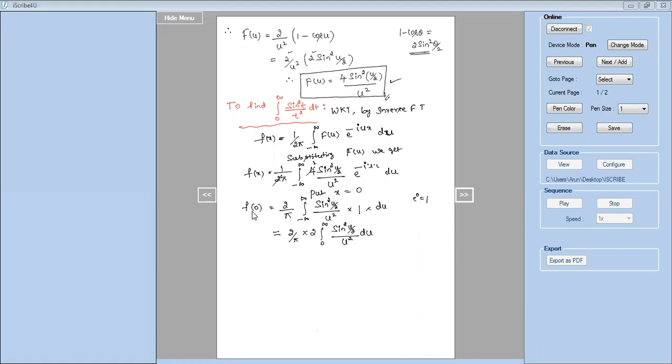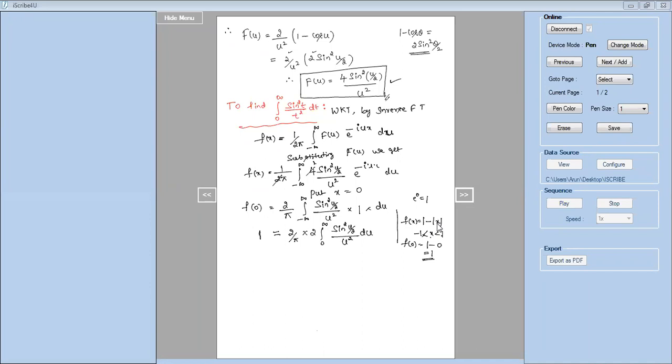Now what happens to f of 0? We already know f of x is 1 minus mod x in minus 1 less than x less than 1. And x equal to 0 is in between minus 1 and plus 1, so I can directly put 0 here. It is 1 minus modulus of 0, that is 0. So the answer is 1. F of 0 is 1.